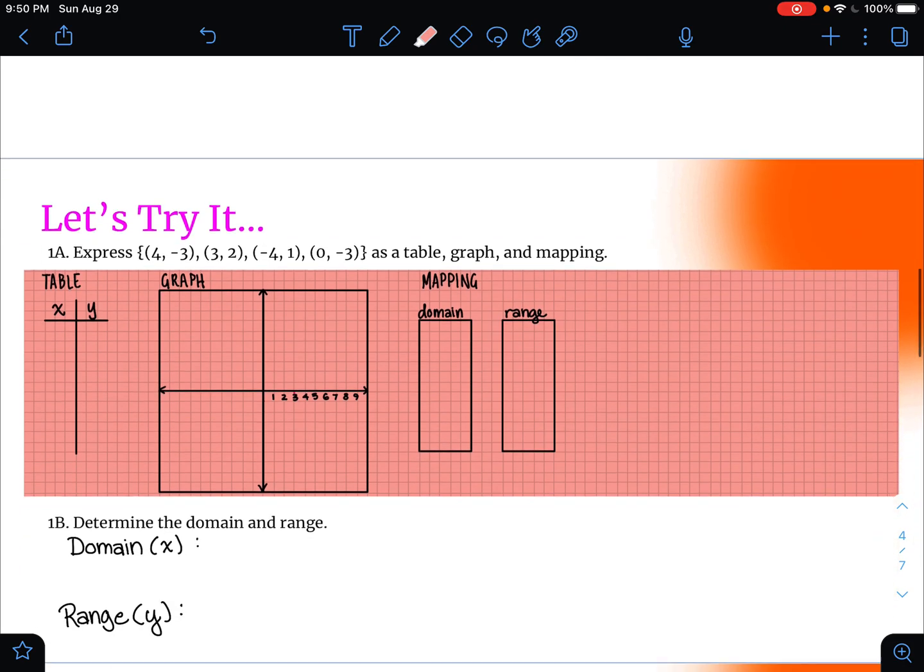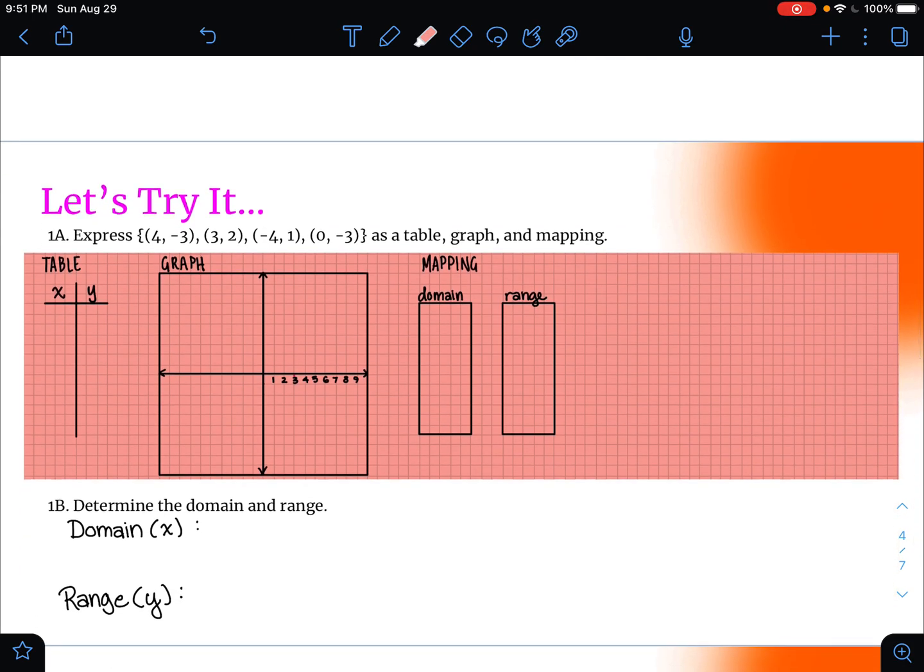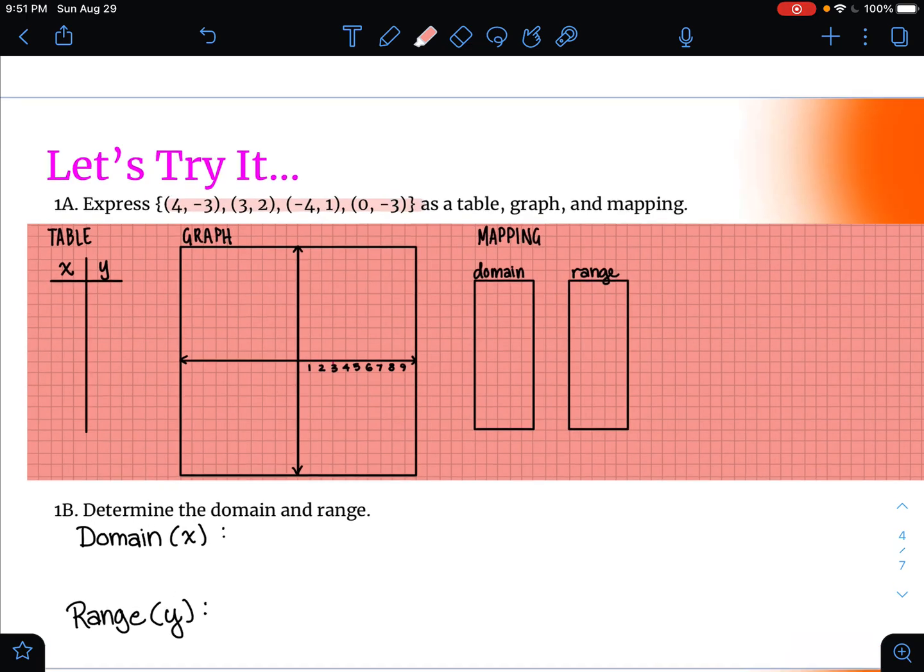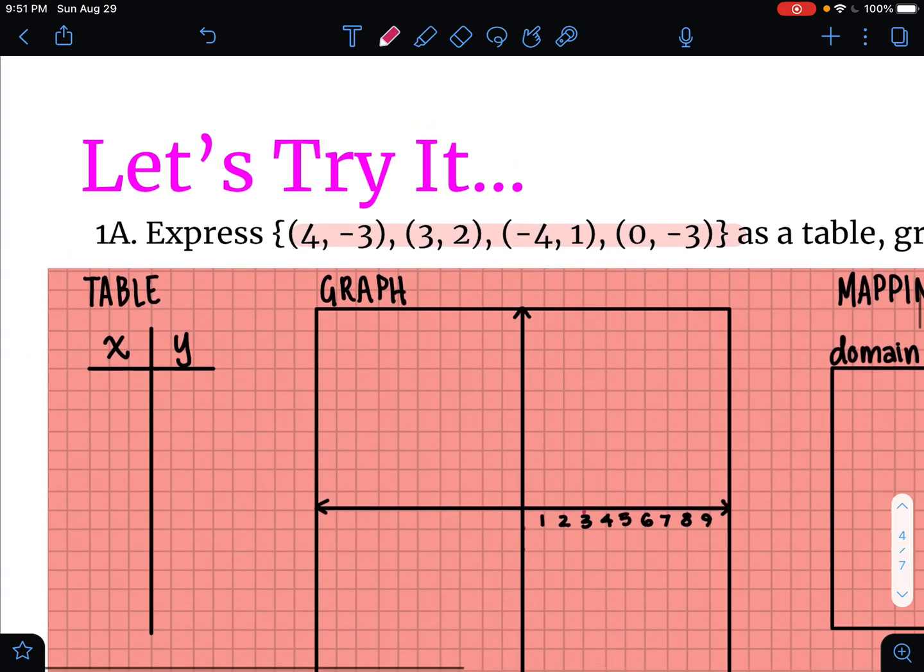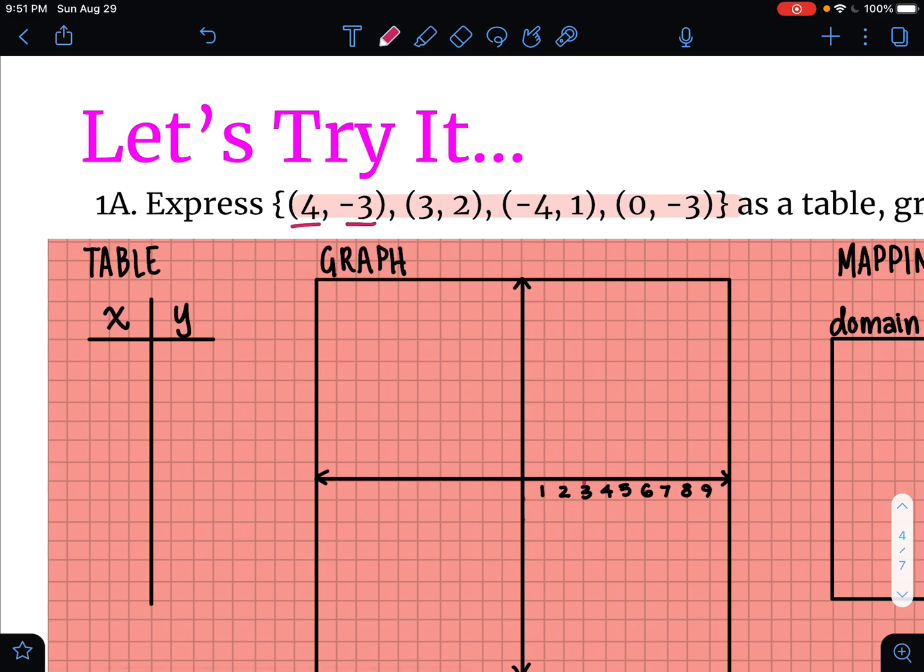Problem 1a is telling us to express these ordered pairs as a table, graph, and through mapping. Basically we're going to start with the table because it's the easiest, you're most familiar with it, and we're going to take the x values and the y values and just plug them in and write them down in their allocated column.